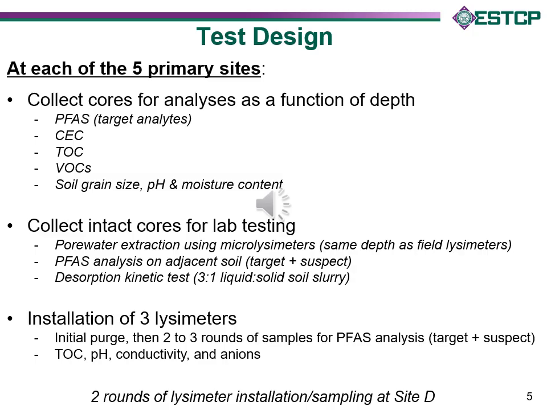And again, at the site inside that small 5-by-5 footprint, if you will, we installed a cluster of 3 lysimeters. Typically, we would have an initial purge and then collect 2 to 3 rounds of samples for PFAS analysis. If there was sufficient water, we also looked at the TOC, pH, conductivity, and anions in the pore water. For one of the sites, Site D, we actually went out 2 different times and installed and sampled lysimeters, one time during some heavy rains, another time during a more dry period.